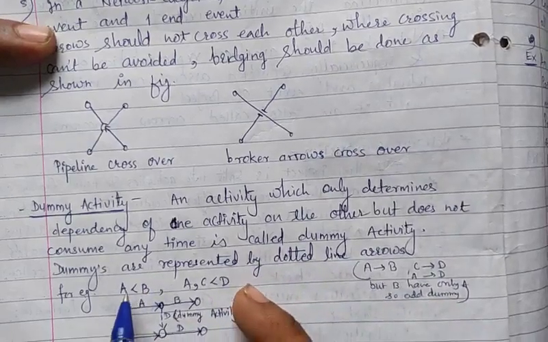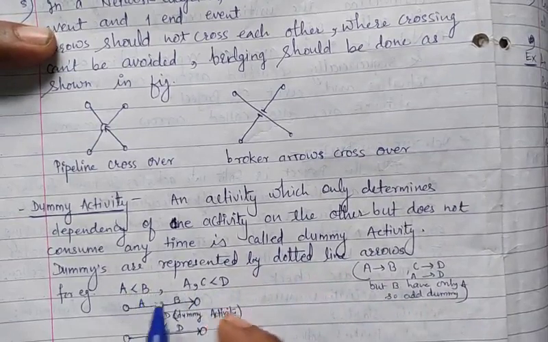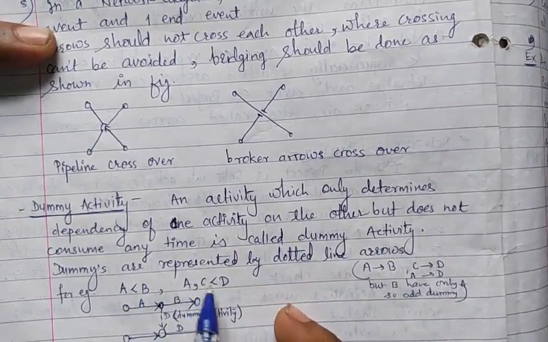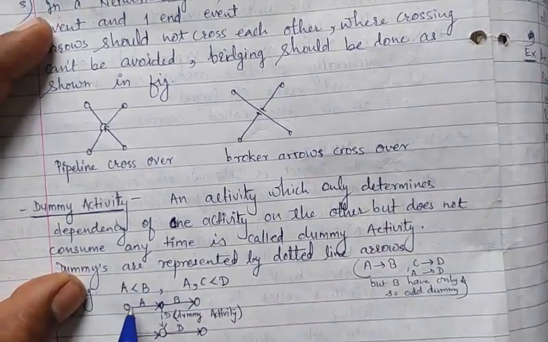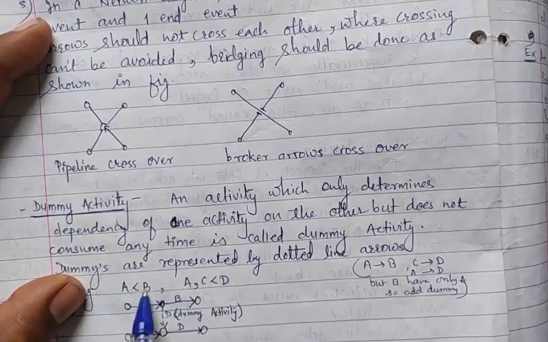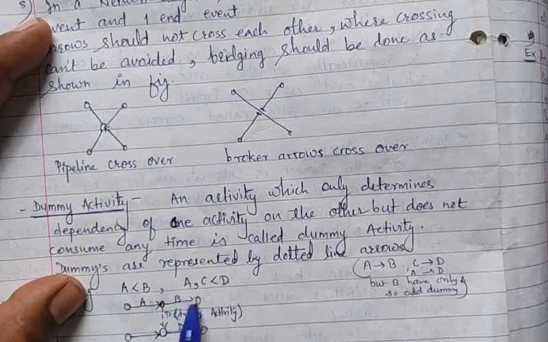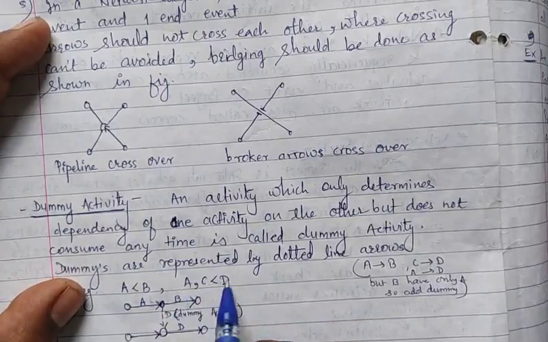So here A precedes B, A and C precede D. Means what? A goes to B, A goes to D, and C goes to D. So here A goes to B means what? This is the first activity. This is the start point and this is the end point. So this is activity A. Now A goes to B. Now again, second we have given the condition A also goes to D.